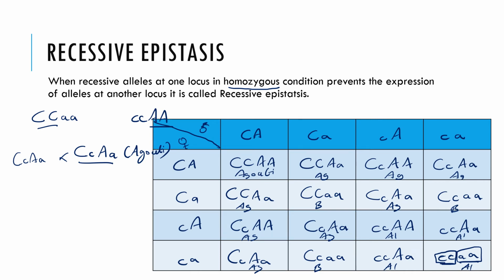So in homozygous recessive epistasis, the hypostatic gene has to be in the homozygous recessive condition, because if it is in heterozygous dominant condition, it won't be expressed. Unless the hypostatic gene is homozygous recessive, the epistatic gene won't mask it. So that was about recessive epistasis.